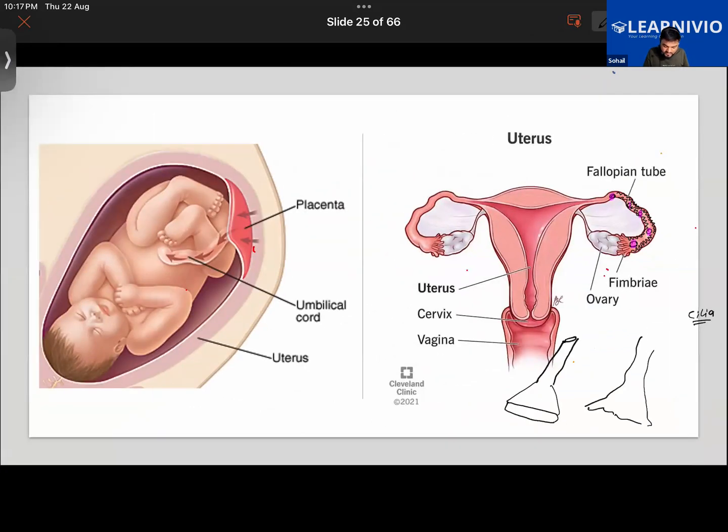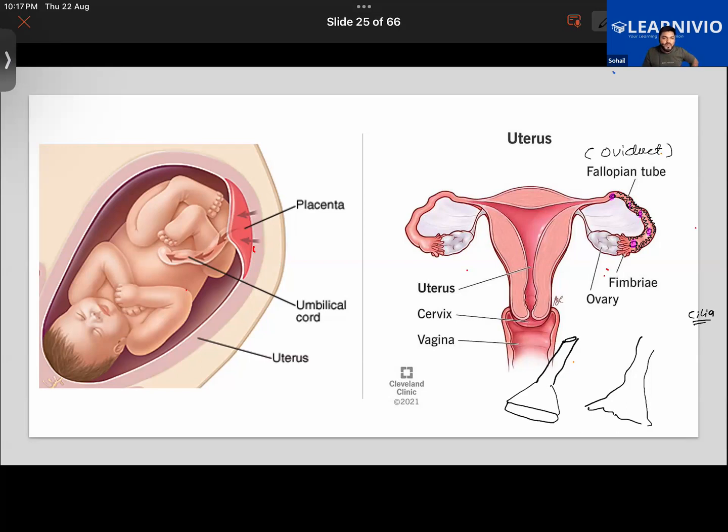Another thing to be noted down is that this fallopian tube is also called the oviduct. Duct refers to a tube-like structure. A tube-like structure is called a duct. Ovi here refers to ovum, while duct refers to a tube-like structure. So you can understand why it has this name.